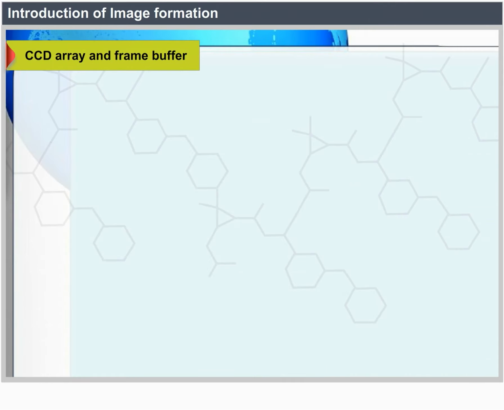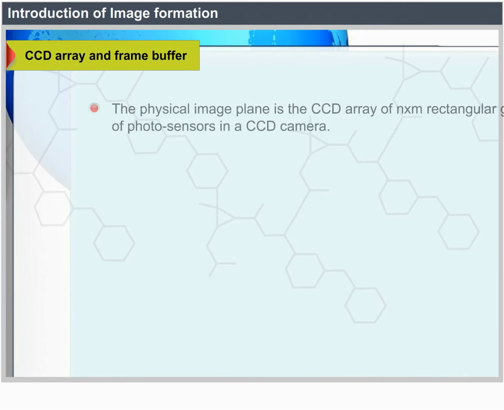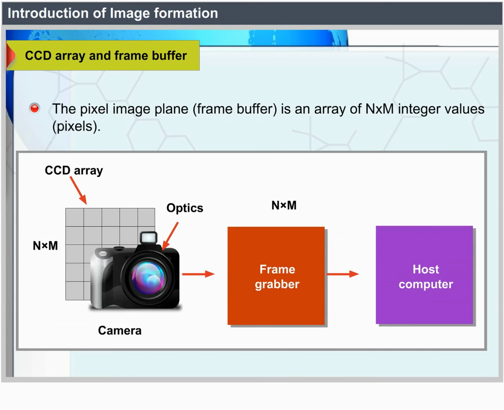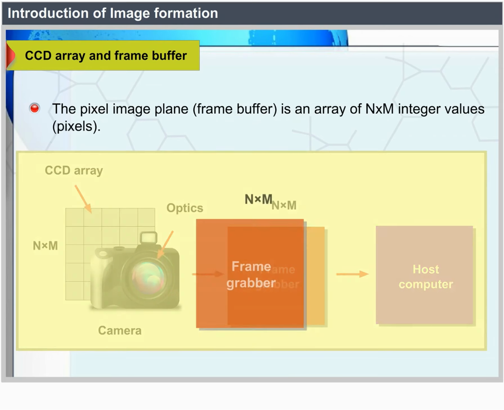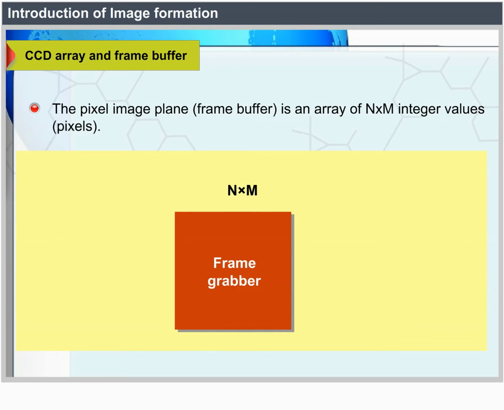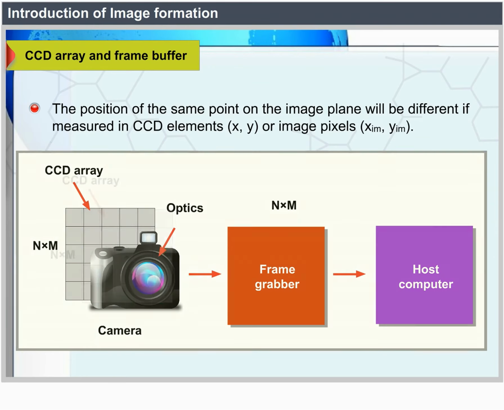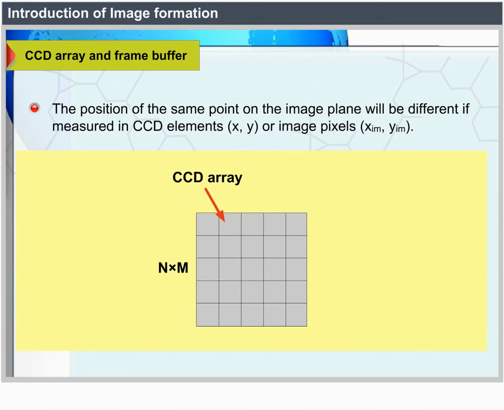CCD array and frame buffer. In a CCD camera, the physical image plane is the CCD array of n × m rectangular grid of photosensors. The pixel image plane, the frame buffer, is an array of N × M integer values, pixels. The position of the same point on the image plane will be different if measured in CCD elements x, y or image pixels xim, yim.